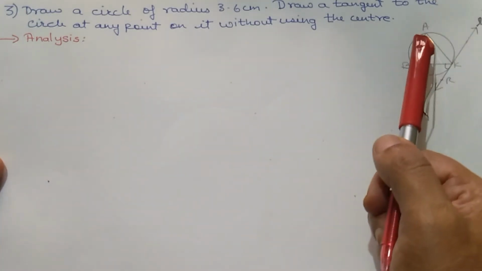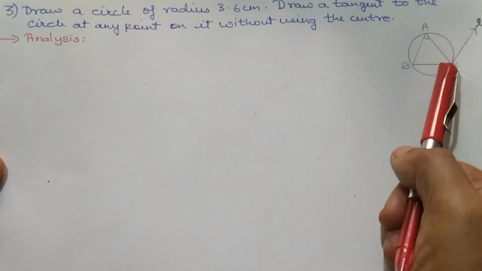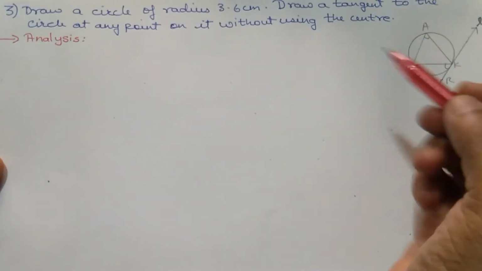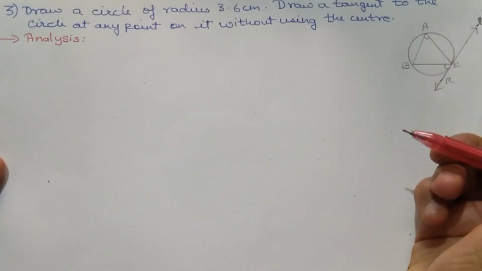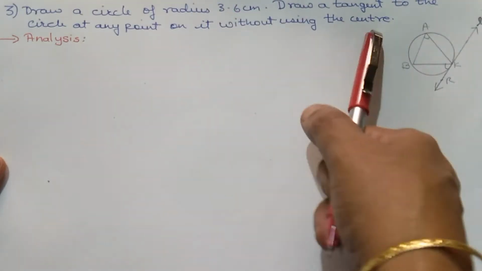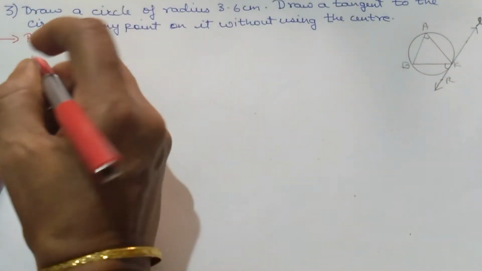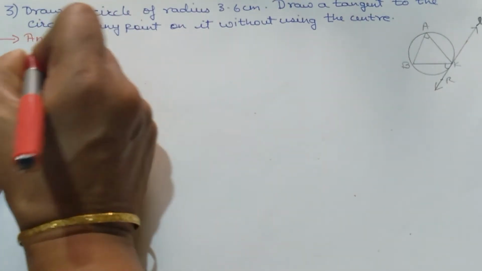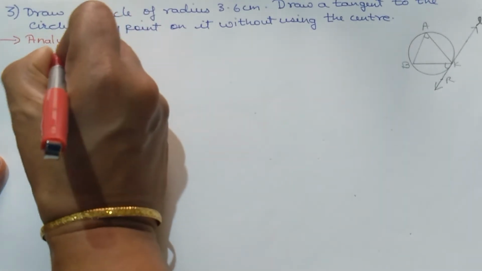According to the tangent secant angle theorem, this and this angle, that is angle BAK and angle BKR, should be equal. So based on this is this diagram. So without using the center, always draw the tangent this way. So you have to write the analysis as shown in the figure.